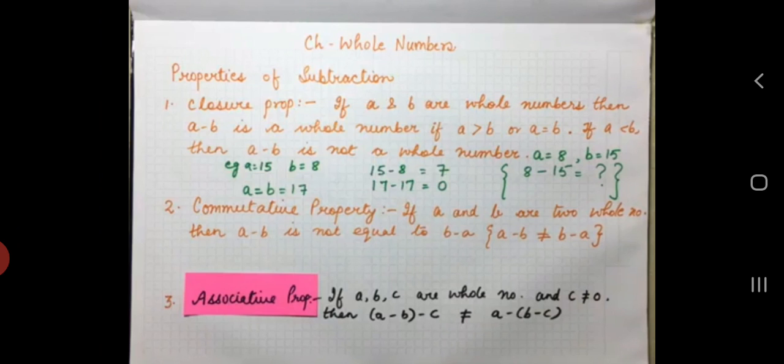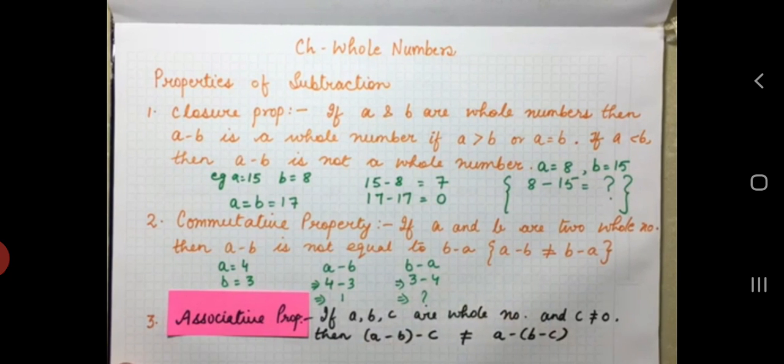Next, coming to the commutative property. It says if a and b are two whole numbers, then a minus b is not equal to b minus a. Let us take examples. Here we considered a equals 4 and b equals 3. Next, we shall find a minus b. A minus b means here 4 minus 3. You all know 4 minus 3 equals 1.